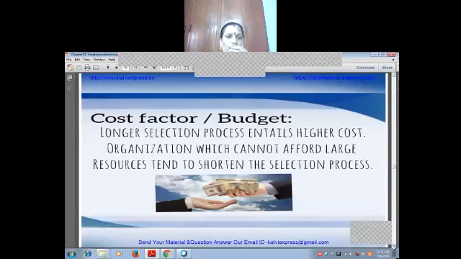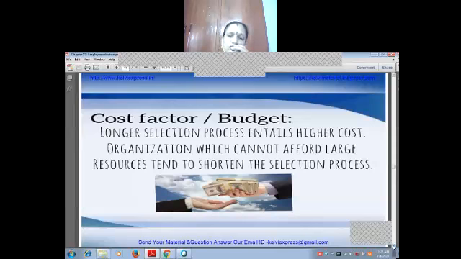Cost factor or budget. A longer selection process entails higher cost. That we know very well. With so many processes in this, we have to spend more money. Organizations which cannot offer large resources tend to shorten the selection process. So they will think they should shorten the process so that their cost will be reduced.